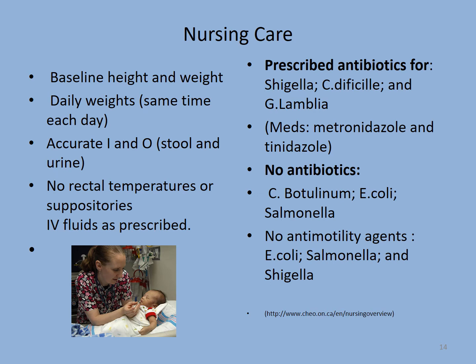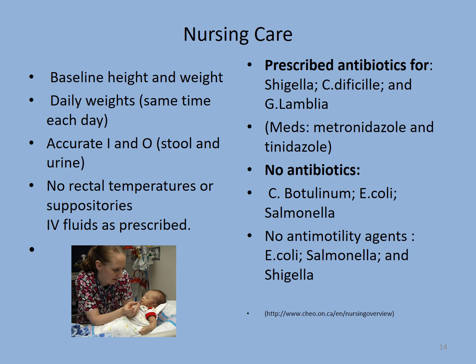The nursing care for a child with a pathogenic infectious gastro, whether it's a parasite, bacterial, or viral, is about the same. We need to get their height and weight to start with, and then check it daily. I&Os is important, and that includes stool I&O. Nothing to irritate that gastrotract, so no rectal temperatures.